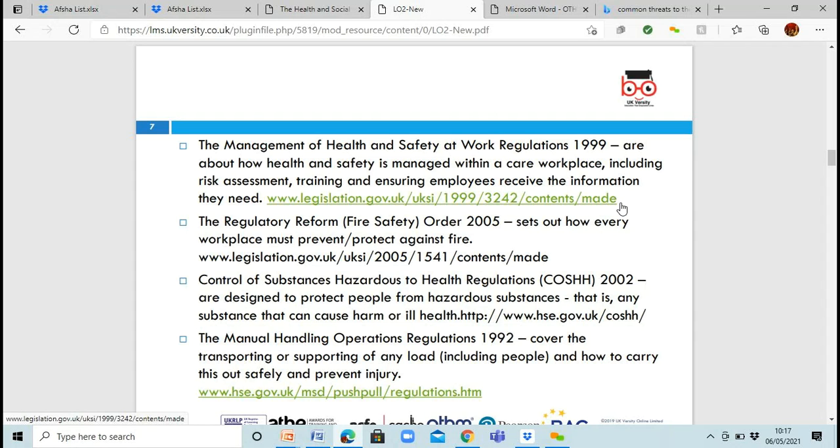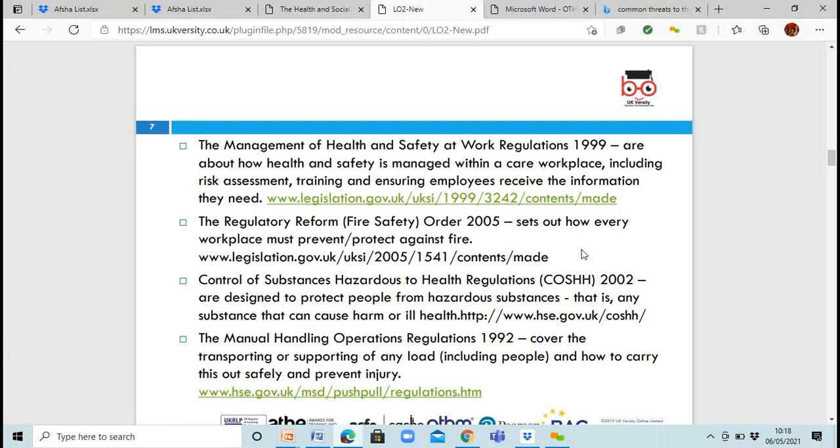So as I was saying, this act here is just to help you manage health and safety in your workplace. It's how you carry out risk assessments. It's to make sure that you're getting the correct training, and that every employee gets the right information that they need. So if there's been a policy change, your management need to make sure that you get that change given to you, get it emailed to you, and make sure that you've read it.